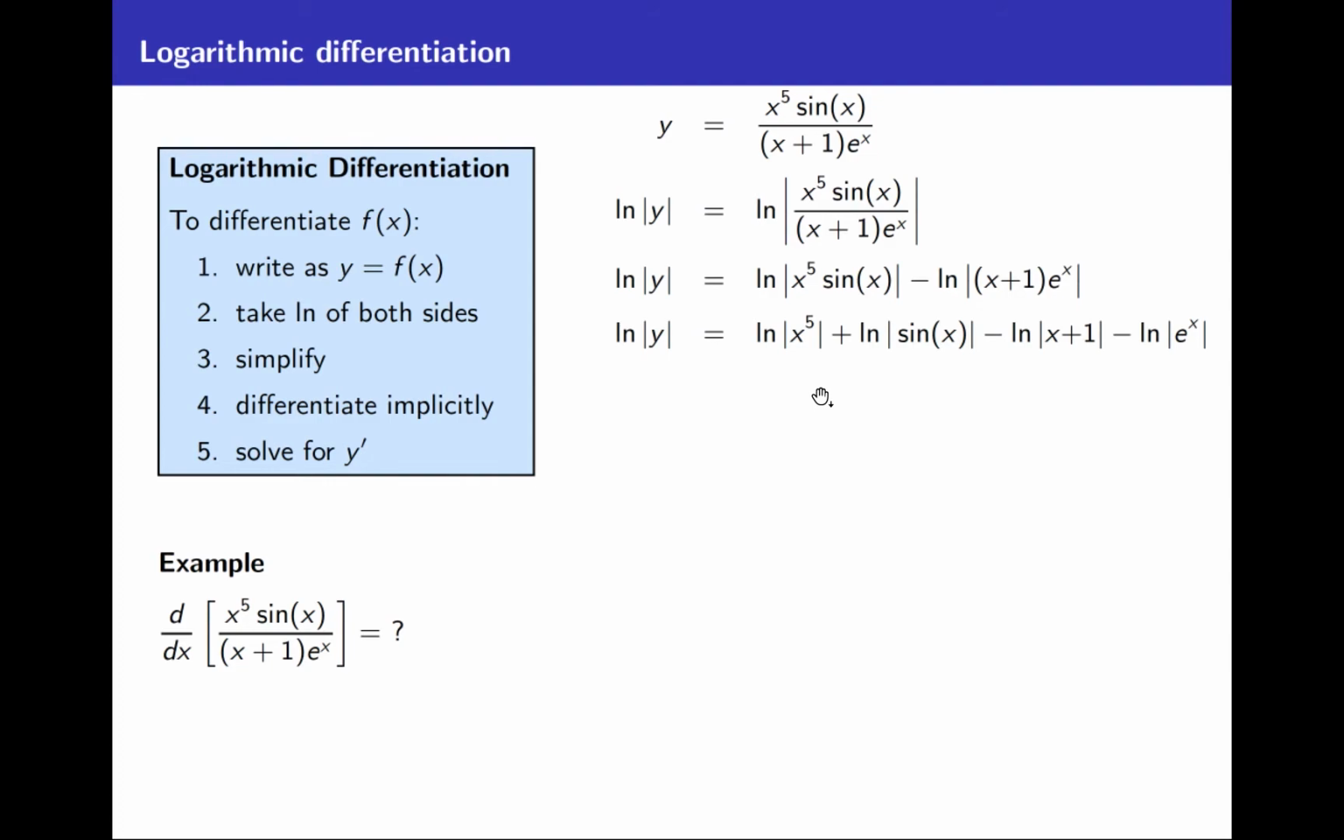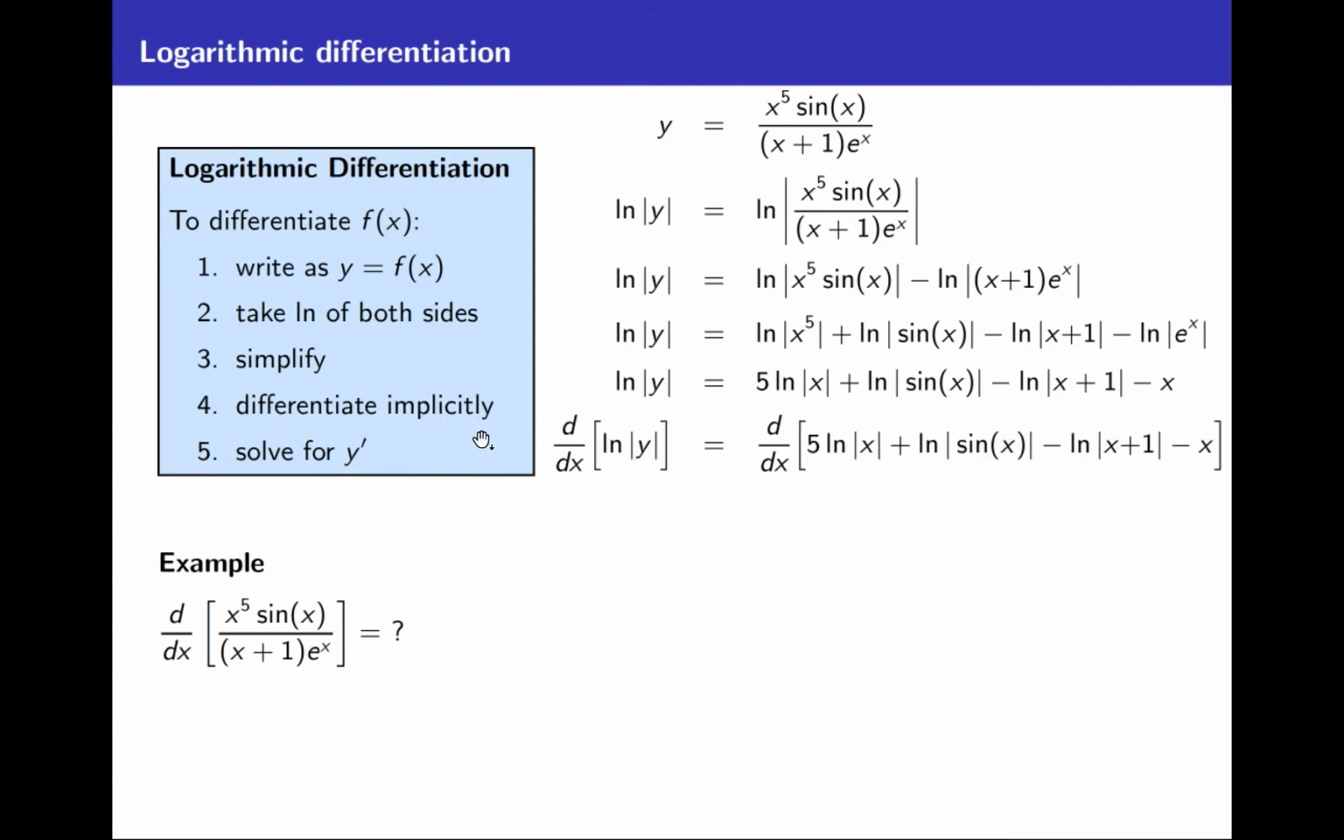So we're breaking this function up into simpler pieces, but we can keep going. Ln of the absolute value of x to the 5th would be 5 times ln of the absolute value of x. And over here on the other side, ln of the absolute value of e to the x, well, e to the x is positive, so that's just ln of e to the power of x, and we know that's just equal to x. So now we've completed step 3. I don't see any way we could simplify this further. So we'll move on to step 4.